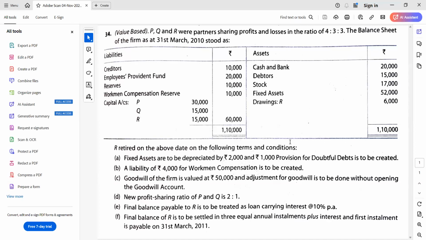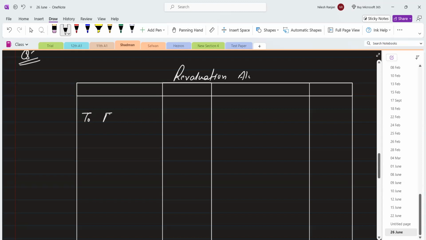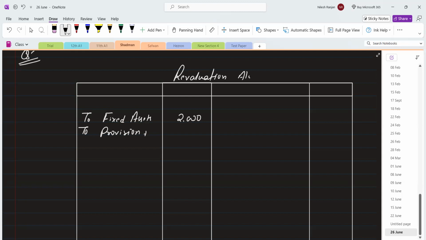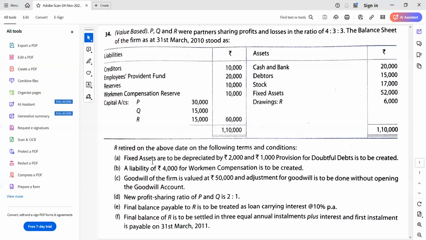R retires on the date on the following terms and conditions. Fixed assets are to be depreciated by 2,000 and 1,000, and a provision for doubtful debts is created. So two fixed assets, 2,000, and provision for doubtful debts, 1,000. A liability of 4,000 for workman compensation is to be created. Means there is a reserve of 10,000 and we have to pay 4,000 as workman compensation claim. So the balance 6,000 will be distributed between P, Q, and R.